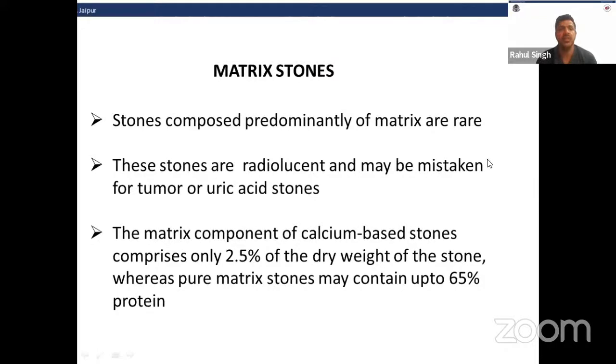Now, matrix stones. Stones composed predominantly of matrix are rare. They are radiolucent and can be mistaken for tumor or uric acid stones. The matrix components of calcium stones comprise 2.5% of the dry weight of the stone, whereas pure matrix stones may contain up to 65% protein.